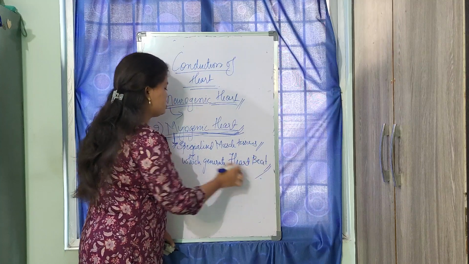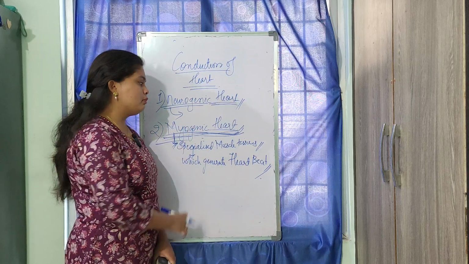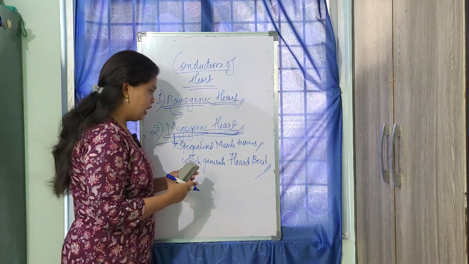Okay, this is seen in the myogenic heart, that is usually in mammals. In mammals you see this myogenic heart. Let's discuss this myogenic heart in detail.